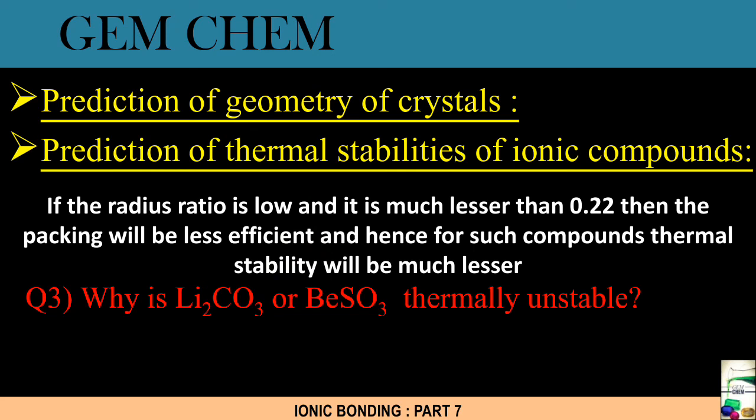It is due to this ineffective packing between the cations and anions, which we have seen, that if the radius ratio is less, then there will be inefficient packing. The corresponding lattice will not be stable and hence will be readily dissociated to form the corresponding oxides and carbon dioxide. So these are the dissociated products, right?